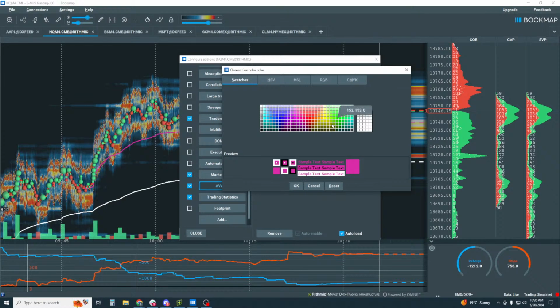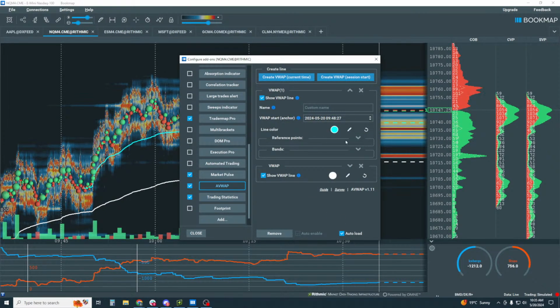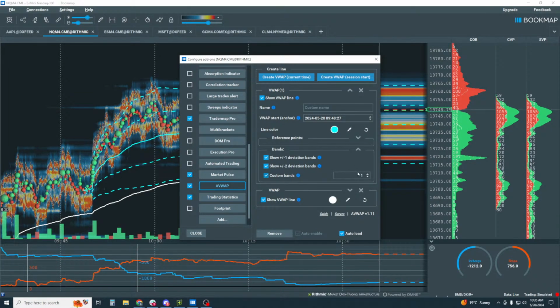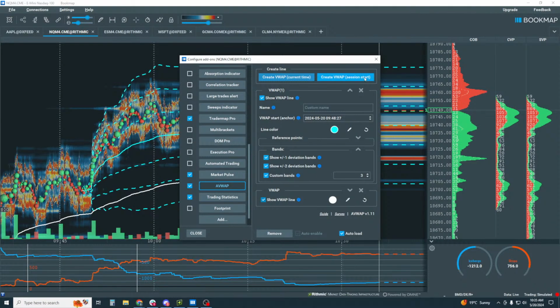Actually, let's make it this blue color, and let's look at the bands in here. We're going to show standard deviations 1, 2, and 3. Not 31. Could be 31 if you wanted, but we'll look at 1, 2, and 3.